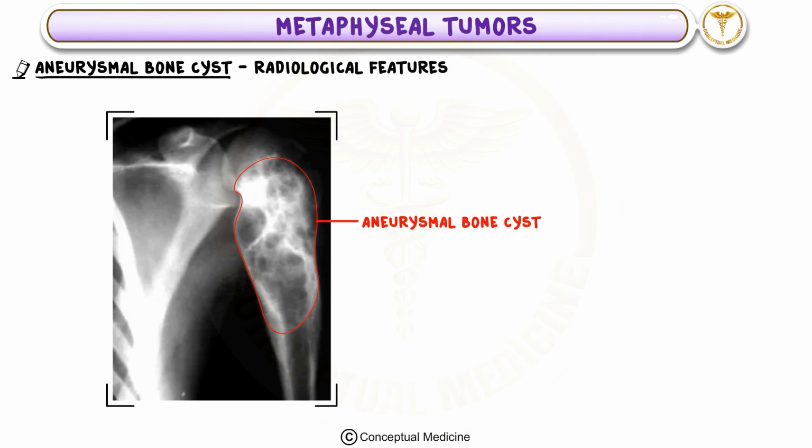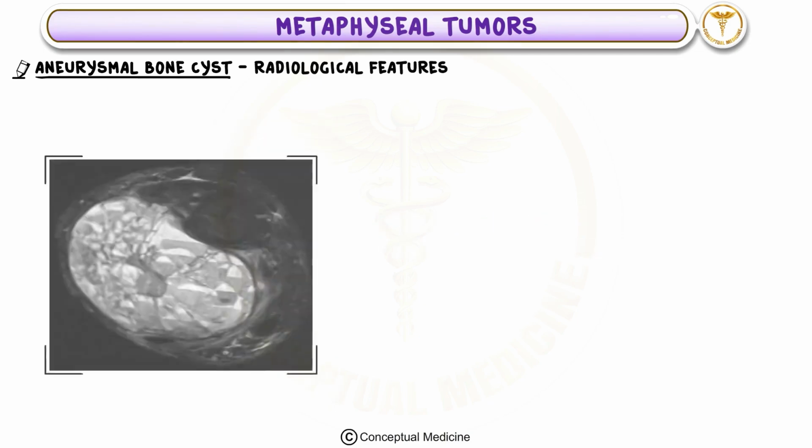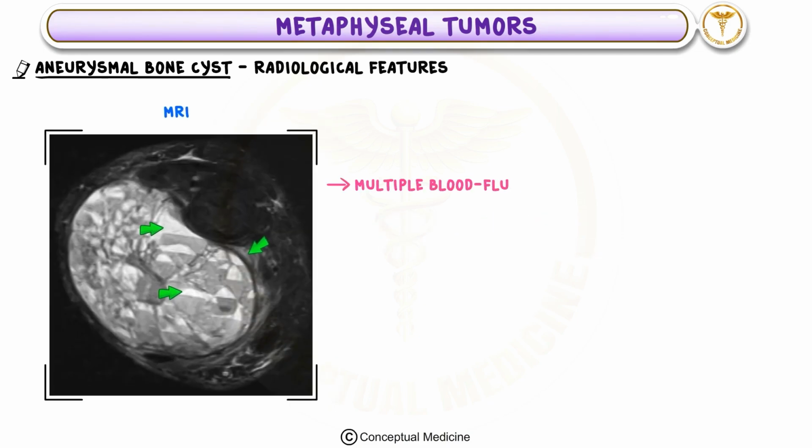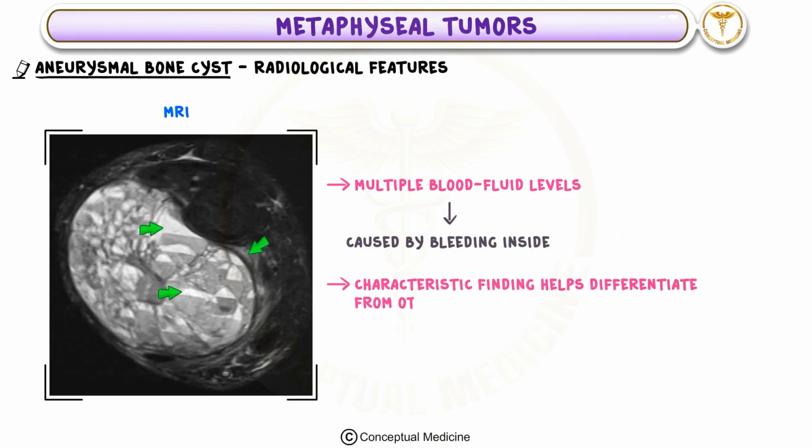First, it shows septations, which give it a soap bubble appearance on X-rays. On MRI, you'll see multiple blood fluid levels caused by bleeding inside the lesion. This is a characteristic finding that helps differentiate ABC from other bone lesions.